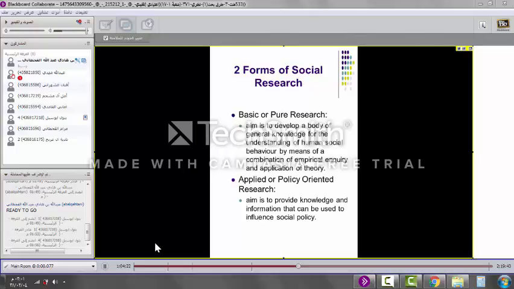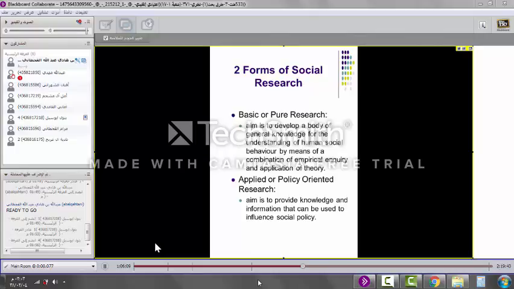We'll go to this, which is pure or basic research. It aims at developing a body of general knowledge for the understanding of human social behavior by means of a combination of empirical inquiry, meaning you go in the field and collect data, and application of theory. Okay, you link what you collect, the information that you get, the assumption that you reach, with the theory. Does it conform to it or disagree with it? Okay, then we have applied or policy-oriented research.